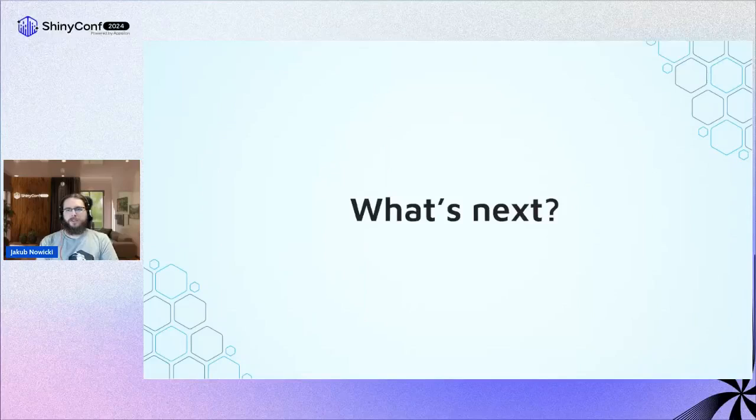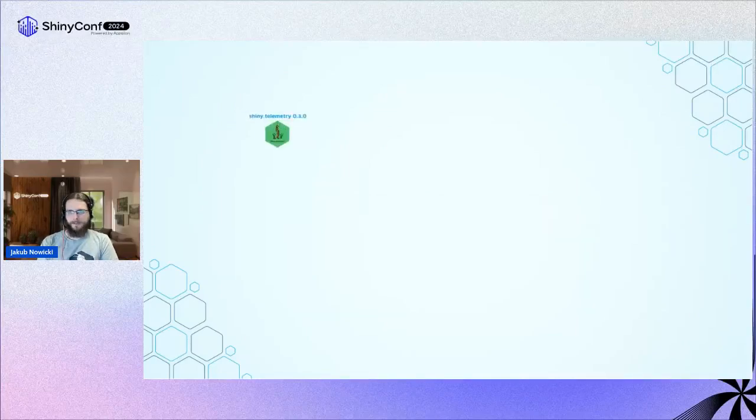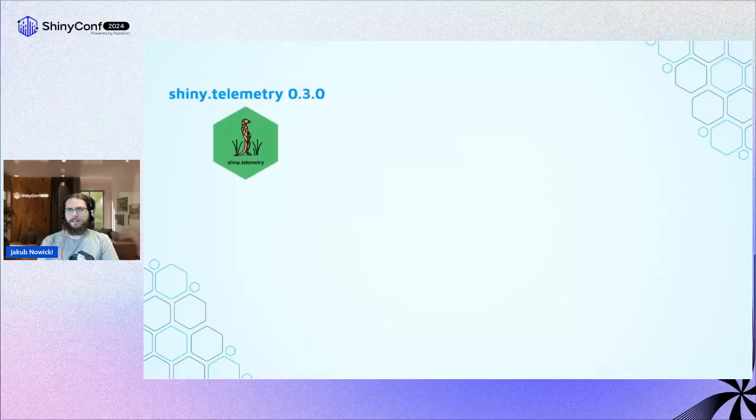Okay, so those were the major changes that happened during the last year, but we are not stopping. And here are some new things that are on our plate, and I want to share them with you. So the nearest thing that is coming is the new release of Shiny Telemetry. This will most probably happen in May, and it will bring a number of improvements like the possibility to track anonymous users.